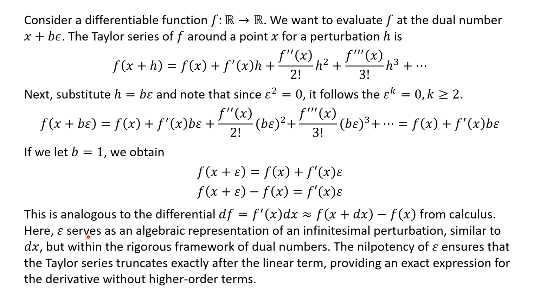So here, epsilon serves as an algebraic representation of an infinitesimal perturbation, similar to dx, but with the rigorous framework of dual numbers. The nilpotency of epsilon, in other words, that epsilon squared equals 0, ensures that the Taylor series truncates exactly after the linear term. In other words, all these terms go to 0, providing an exact expression for the derivative without higher order terms. Okay, so in terms of dual numbers, this is exact.